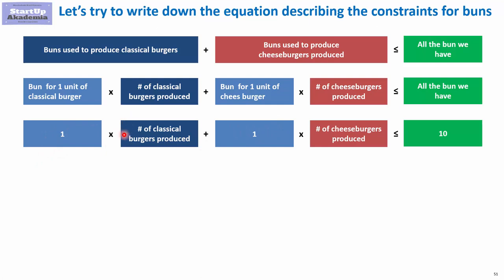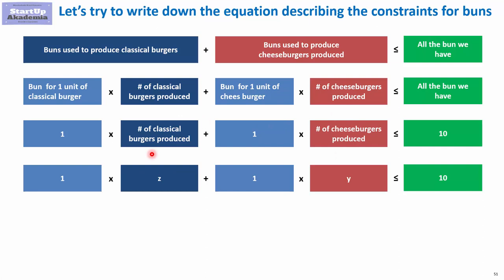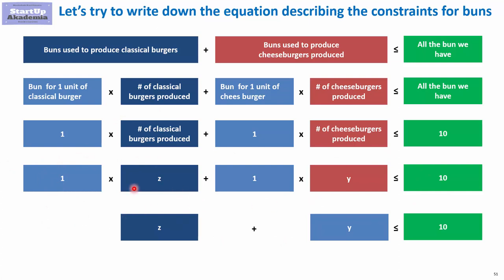And then again, instead of having this long descriptive name, we're going to use our annotation. So Z for the number of classical burgers we're going to produce and Y for the number of cheeseburgers we're going to produce. So after we replace it, we get the following equation. Obviously, again, we can simplify it and we're going to have this. So Z plus Y should be smaller or equal to 10. This is the number of buns we've got. In this way, we described the constraint that is related to the number of buns we've got.